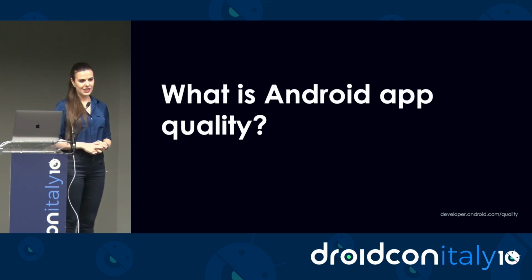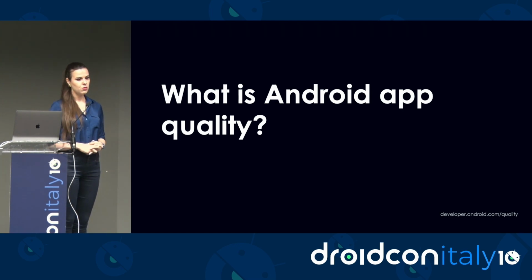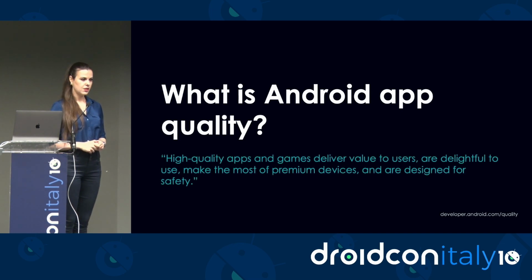But if you watched the latest Google I/O, there was something they introduced, which was called the quality framework. And there I found a quote in the Android documentation, which I think sums it up quite nicely. And it goes like so. It says, high quality apps deliver value to users. So they are delightful to use, make the most of premium devices, and are designed for safety. Now, as you see, this is already many things. So how do we make sure we achieve this?